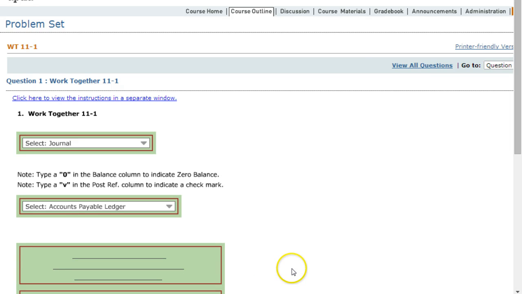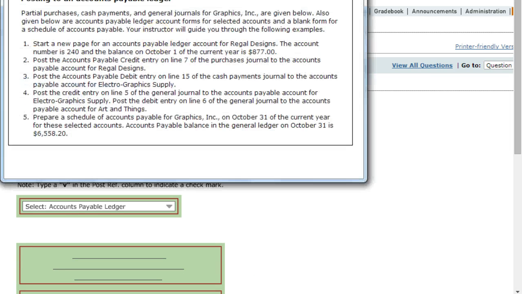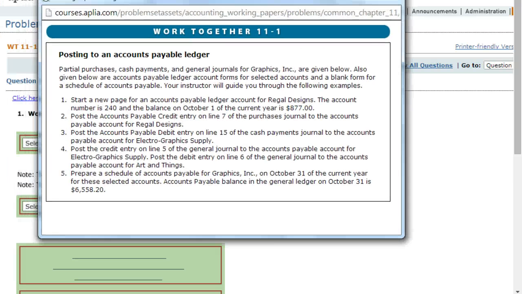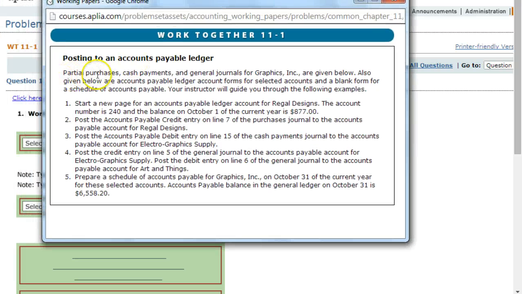This is Mr. Bergman, and we're going to do the Work Together problem 11.1. I'm going to click on the instructions here, and I'm just going to show you. It says partial purchases and cash payments in general journals for Graphics Incorporated are given below.